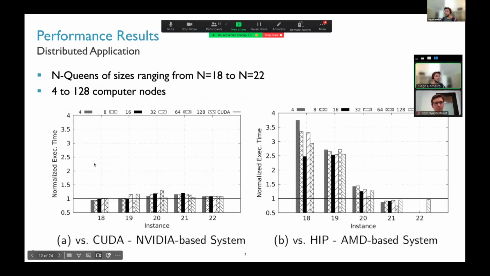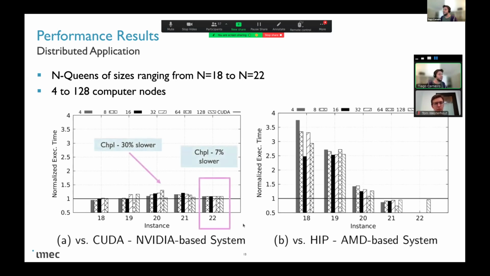The first results are the distributed execution time. On my left here, the CUDA, what we can see is that for the smallest loads, Chapel and CUDA are more or less equivalent. Then the performance gap increases a bit. Then it starts to be flat. Chapel is 7% slower than CUDA plus Chapel. Okay, but the slowest one is 30% slower.